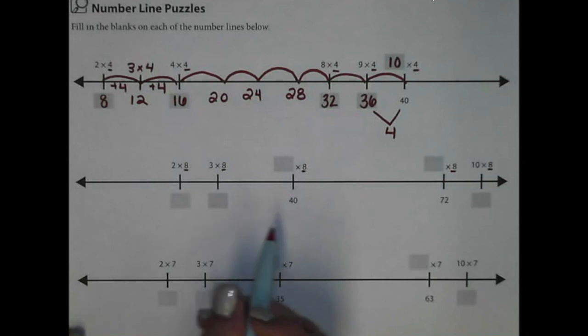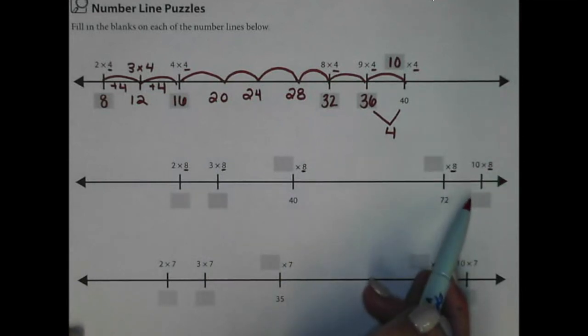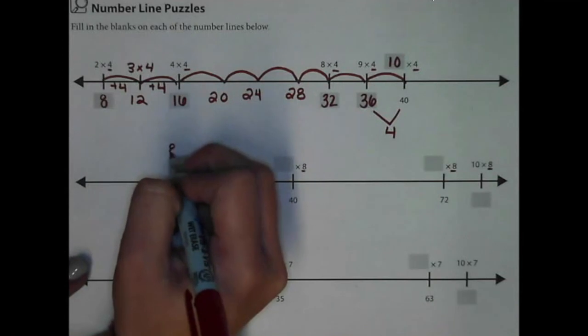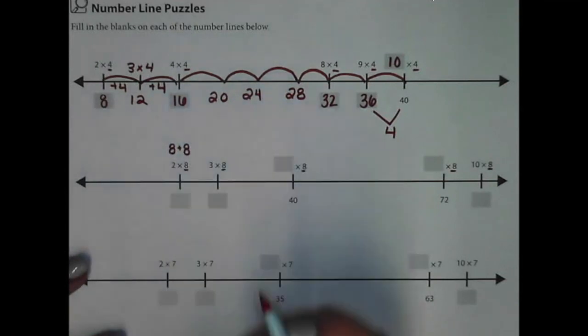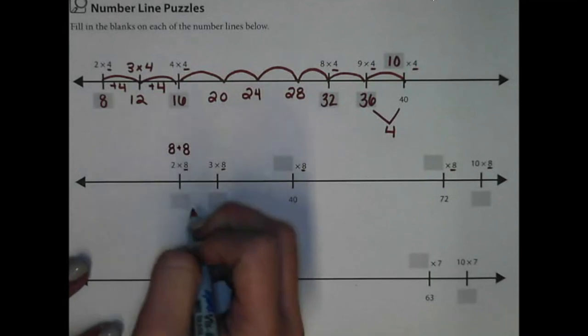First thing I'm going to do is solve for the factors of the problems that I already have both of my factors for. So my first one is 2 times 8. I know that 2 times 8 is really just 8 plus 8. I'm just adding 8 2 times. So I know my double stack of 8 plus 8 is equal to 16.